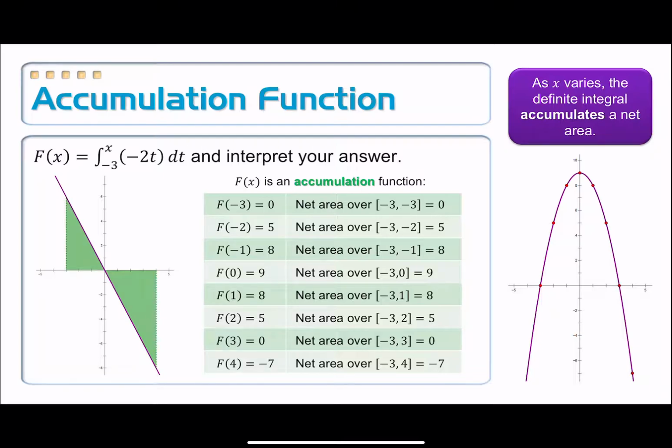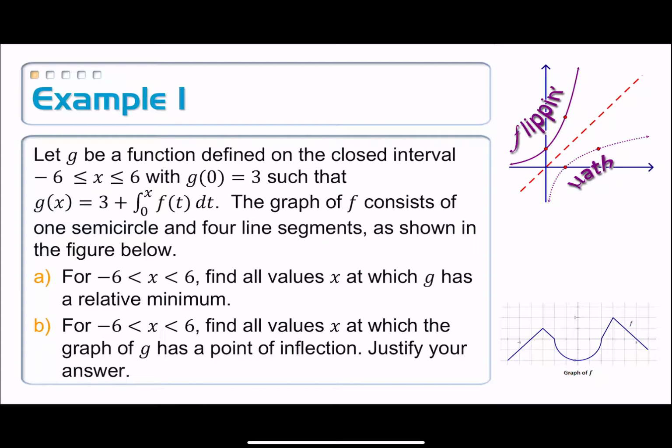All right, so what we're doing is looking at this next question here, example 1. Let g be a function defined on the closed interval from negative 6 to 6 with g of 0 equaling 3, such that g of x is equal to 3 plus the definite integral from 0 to x of f of t dt. And the graph of f consists of one semicircle and 4 line segments, as shown in the figure below, over here on the right-hand side. So you can see that g of x is defined as an accumulation function, and what it's accumulating area under is the graph of f as it's given to us here.